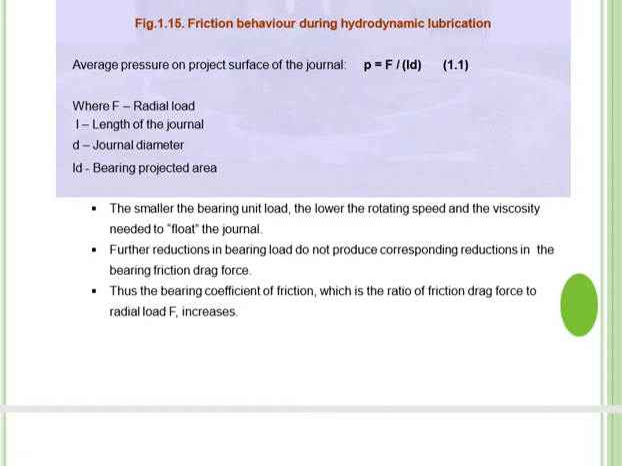Drag force will always be there in bearings, and one more, the coefficient of friction, is the ratio of drag force to the radial force, and it is going to increase. Whenever we operate these bearings, the coefficient of friction goes up as the load increases. That means the ratio of the friction drag force to the radial load. Whenever the drag force to the radial load increases, the bearing coefficient of friction increases.